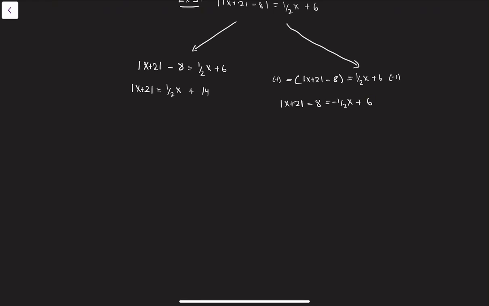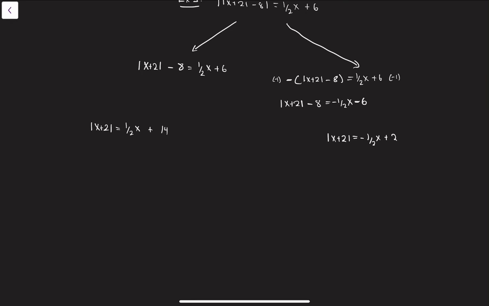Moving the 8 to the other side, or sorry, it needs to be minus 6. And moving the 8 to the other side, we'll get negative 1/2 x, and that becomes 2. But note, we still have two more absolute values. So we have one in one equation and one in the other equation.